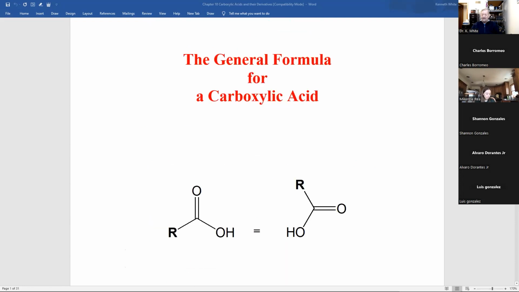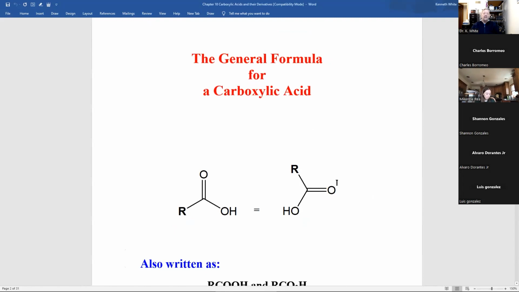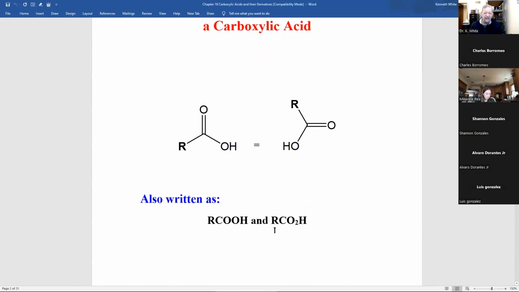The general formula for a carboxylic acid is this. This is how my software did it. But in class, I'll generally write it this way. This is a carboxylic acid. And yes, I've worked with carboxylic acids in the chemical industry, so I know them quite well. You can write it this way or this way, but in the classroom, I'll do it this way. On a test, I'll try and do it this way, but print it.